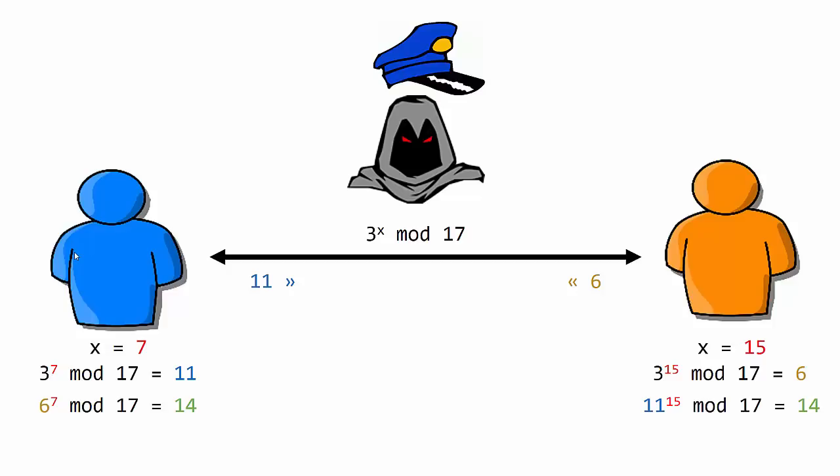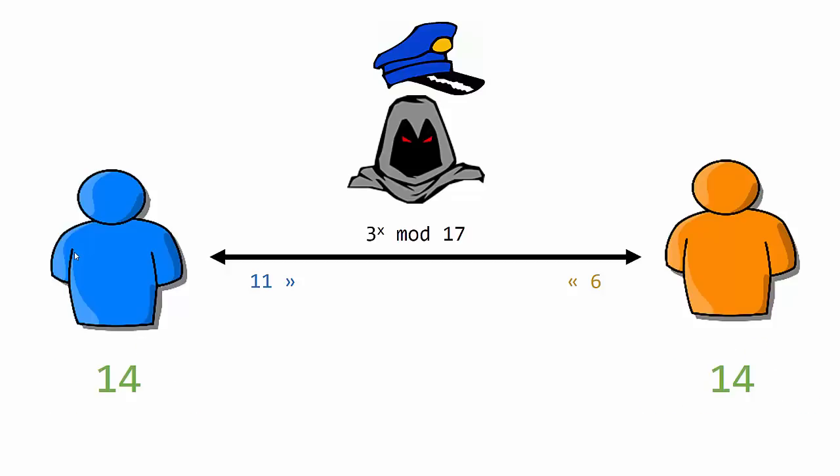So the key here is that we both come up with this secret number 14 that the evildoer has no way of knowing. Even though the entire world can know that we did 3 to the x mod 17, my number was 11, his number was 6. No one, unless they have a supercomputer, can determine what the actual secret number of 14 is going to be except me and the destination.